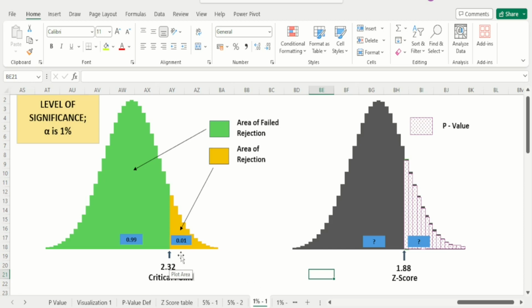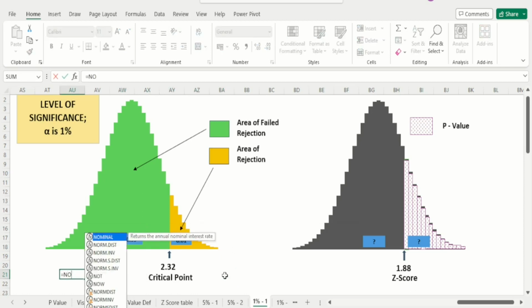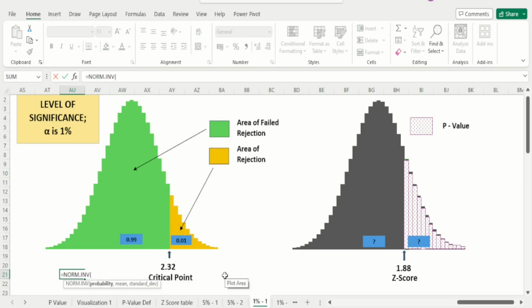Again, remember that you can very easily derive it using inbuilt Excel formulas. Norm.inv will give you 2.32, right? In fact, we can test it out. If you were to do a norm.inv in this case, what is the probability we are testing? The probability we are testing is 99%, and it's a normal standard distribution, so your mean is 0 and your standard deviation is 1. And if you do that, you will see the value comes out to be 2.32. This is the value that you have here. So this is the critical point. This is the area of rejection. The one in amber represents 1% of the area, and the area of non-rejection is 99%.